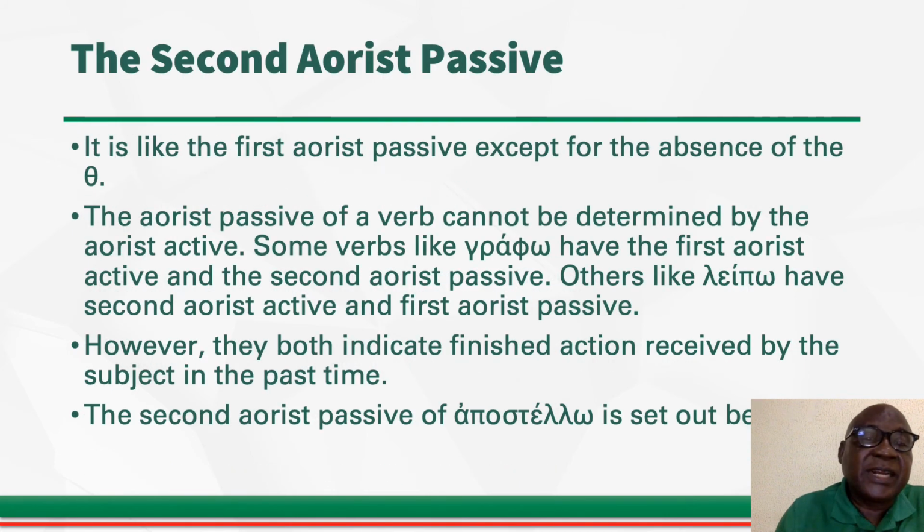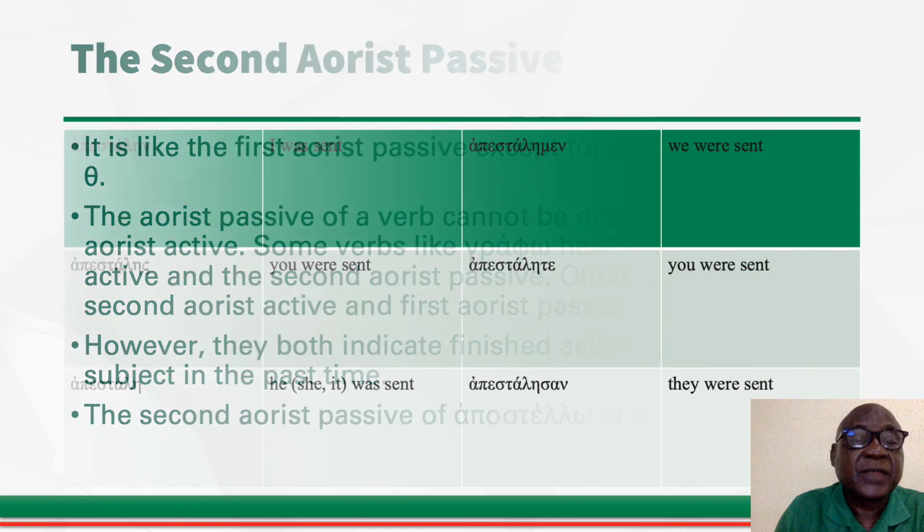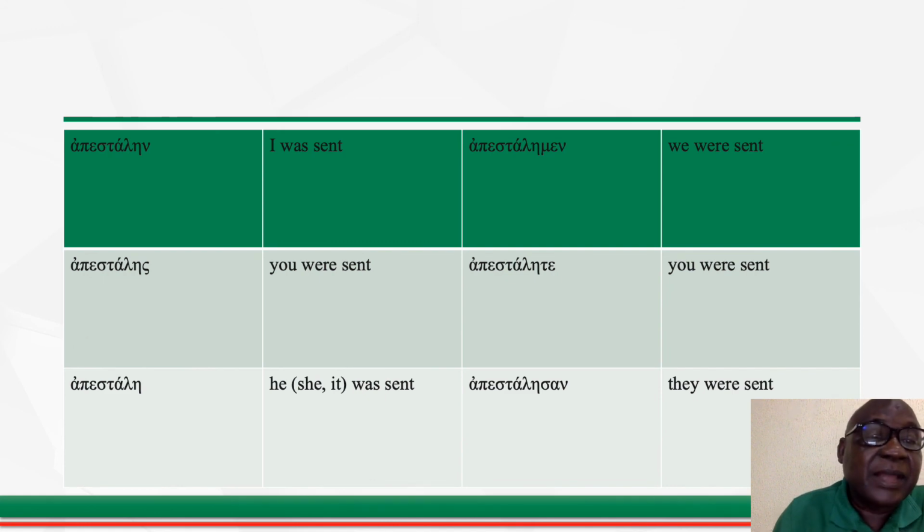Now the second aorist passive is like the first aorist passive except for the absence of theta. The aorist passive of a verb cannot be determined by the aorist active. Some verbs like grapho have the first aorist active and also the second aorist passive. Others like lipo have second aorist active, but they have first aorist passive. So please, you just need to keep on checking words that are strange to you so that you know exactly what this is. Now let's look at the paradigm.